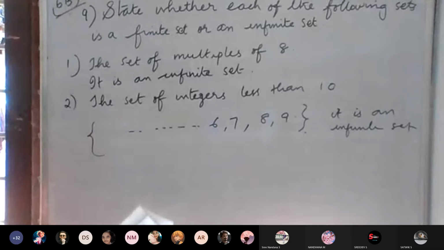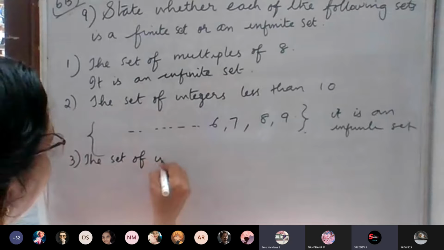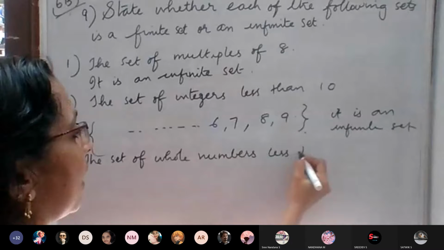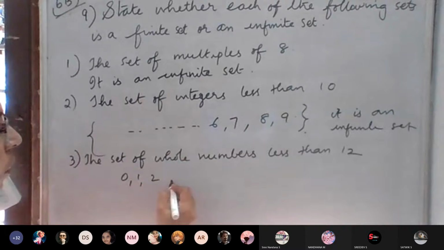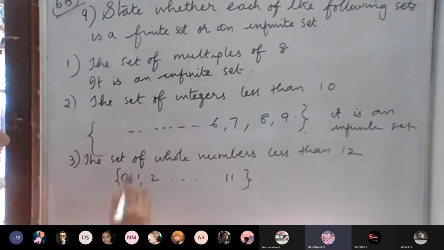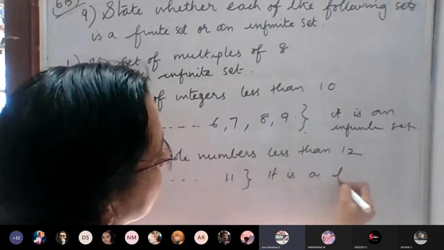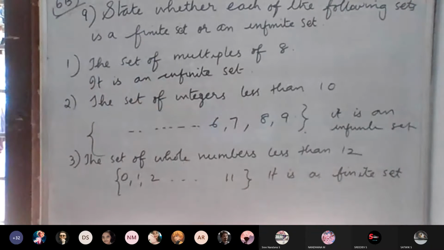Then, the set of whole numbers less than 12. Whole numbers less than 12 means 0 up to 11. So it stops. So it is a finite set. Then fourth question.